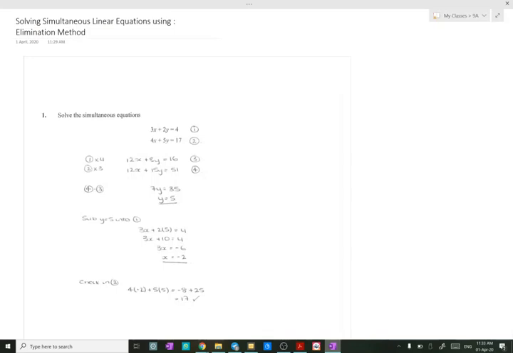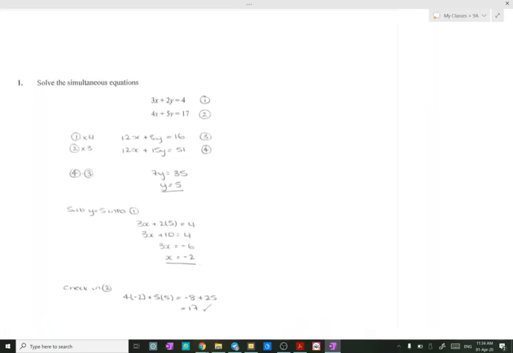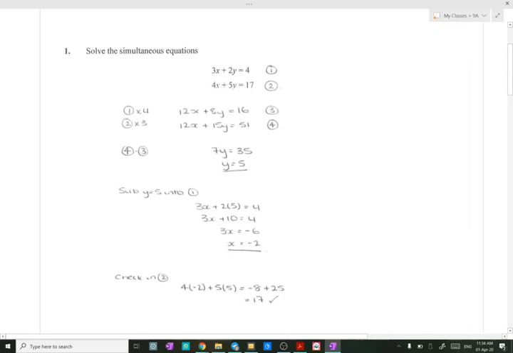In this video, we're going to learn how to solve simultaneous linear equations using the elimination method. Elimination means you need to get rid of one of the variables in order to solve for the other one and find its value. Then you replace it in one of the equations and you find the value of the second variable.